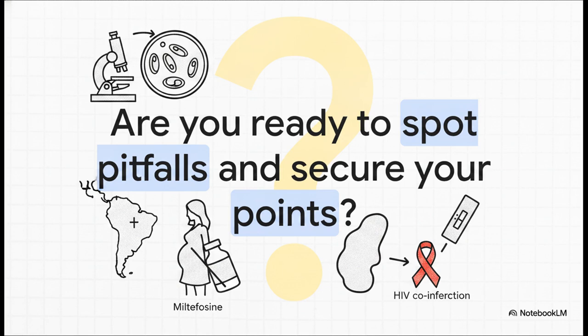But I'll leave you with this final thought. When you're sitting in that exam and you see a patient with massive splenomegaly and a totally negative rapid test, are you going to remember the hidden HIV trap we just exposed? Keep reviewing this explainer, stay sharp, and go secure those points.